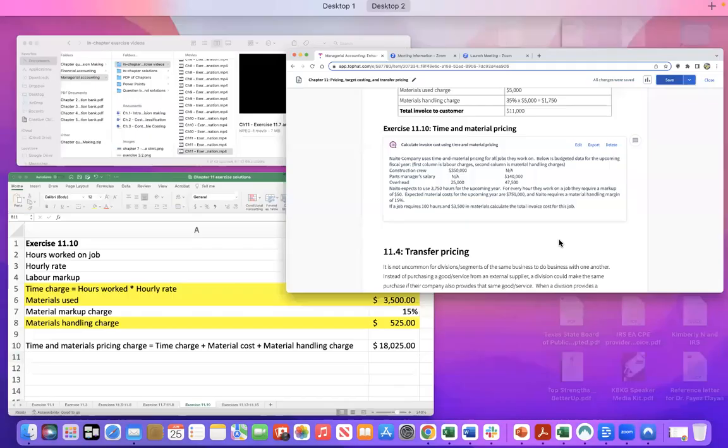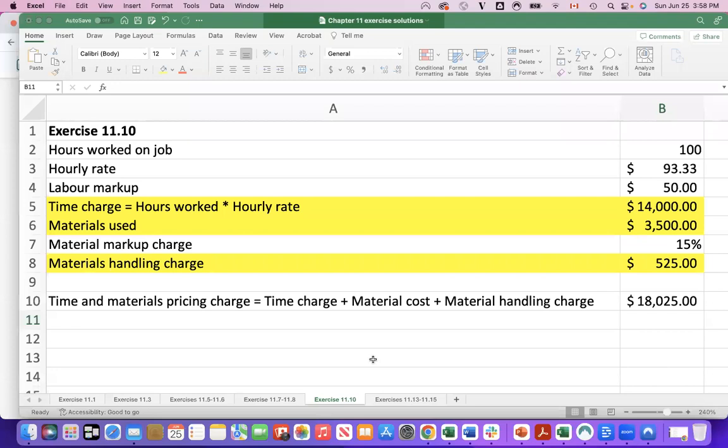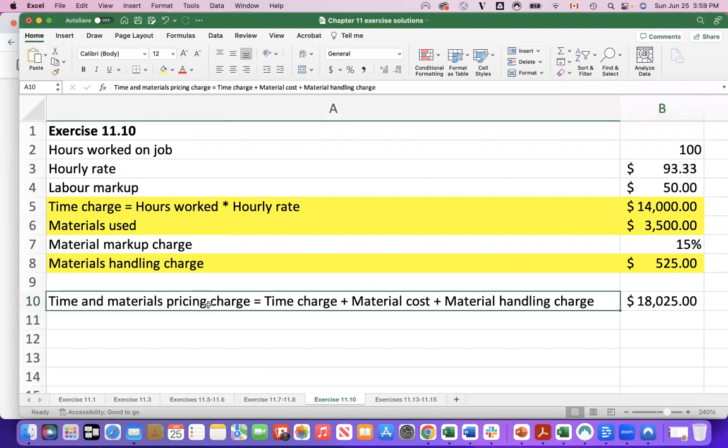So remember, with time and material pricing, there's a few charges that we would include in that invoice to our customer. And I'm going to skip ahead to the bottom here. There's the time charge, there's the material cost, and then there's the material handling charge as well. So we're going to look at each of these elements here, starting with the time charge.